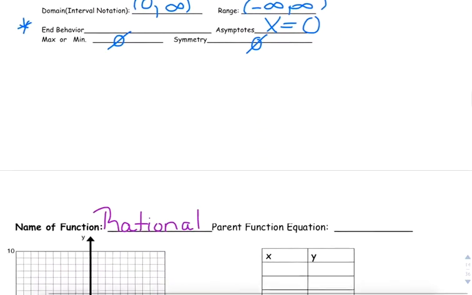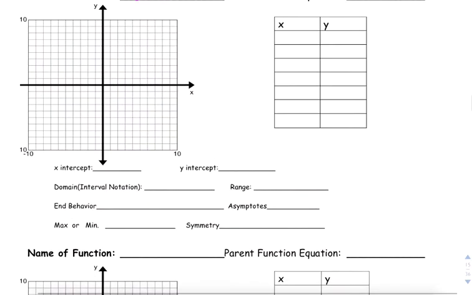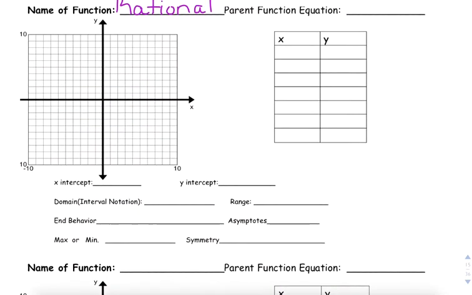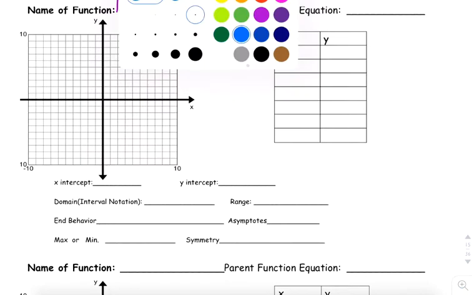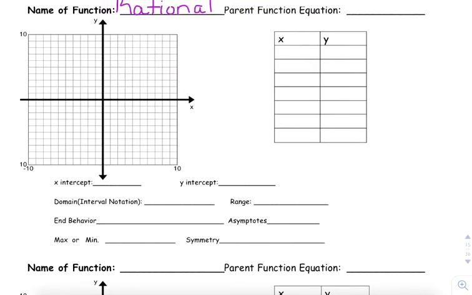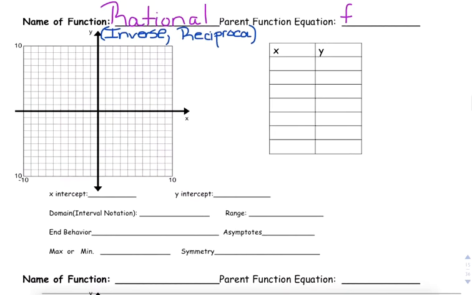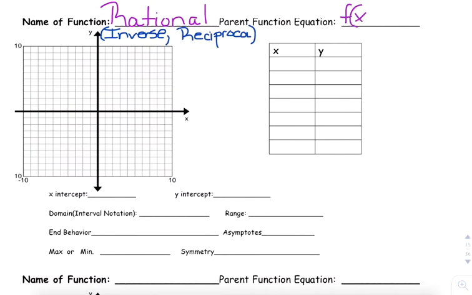Okay, moving on to our very last one, which is the rational function. The rational function, first of all, goes by a couple of different names, so you might see these at some point in time. It goes by the inverse function or the reciprocal. So if you hear those words, they all refer to the rational function. And our equation is the following: f of x equals 1 over x.